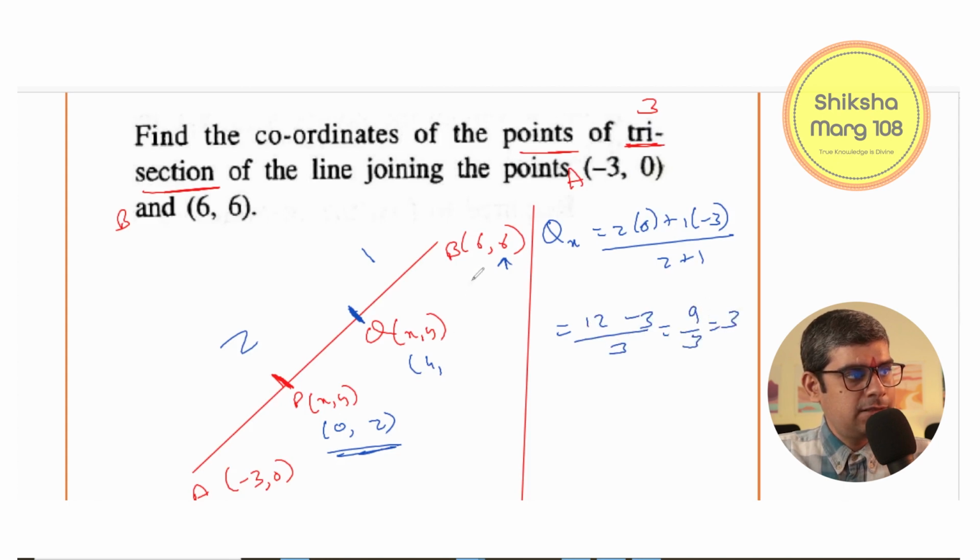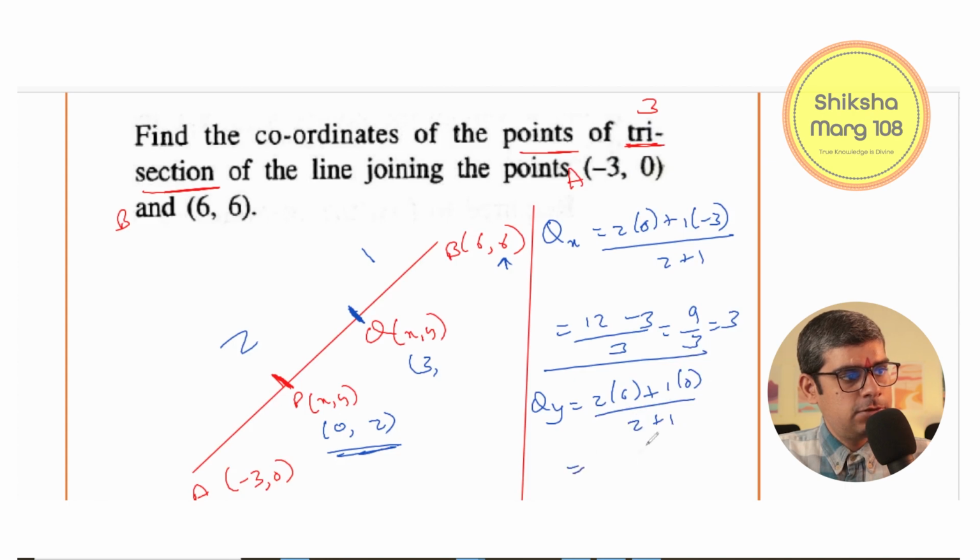Yeah, that's the bit we're looking at. Qy is equal to now 2 times 6 plus 1 times 0, the whole upon 2 plus 1. This is 12 plus 0, which is 12, the whole upon 3, which is going to be 4. Yeah, this is 4 now. So the coordinates of point Q are 3 and 4. I hope that's making sense to you.